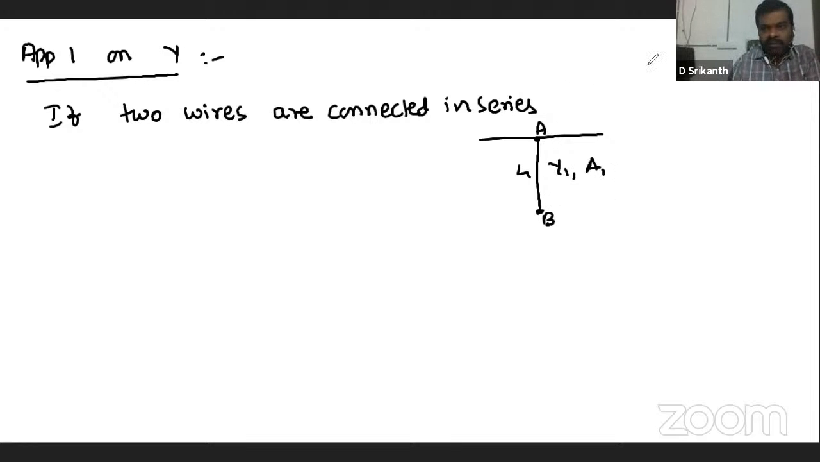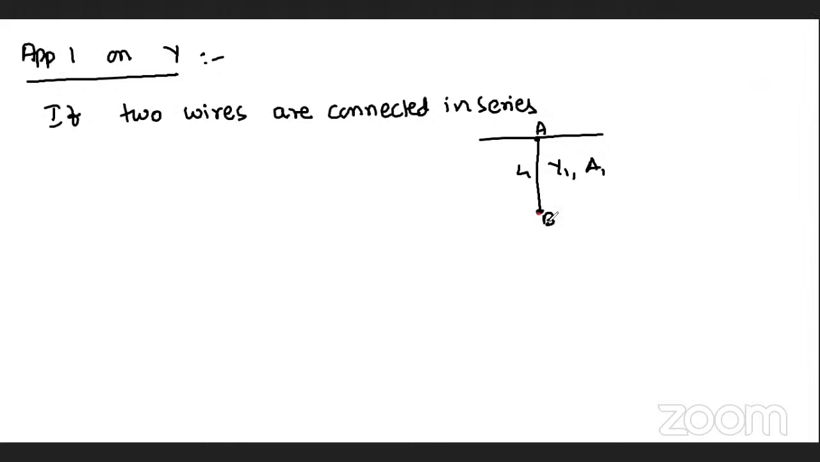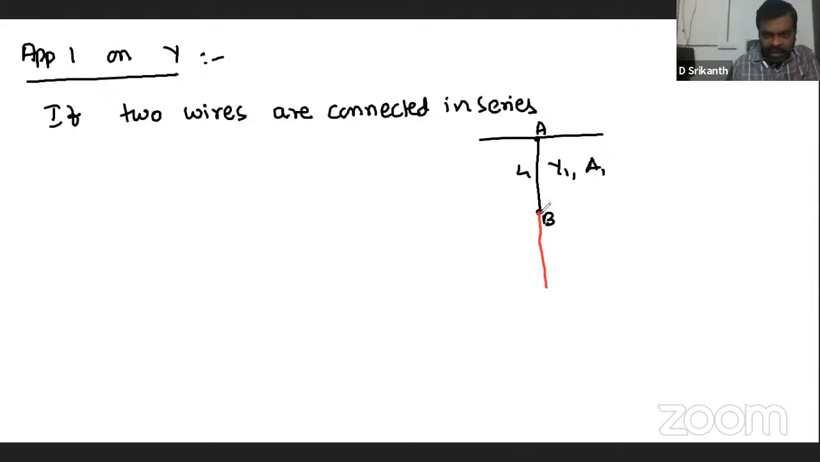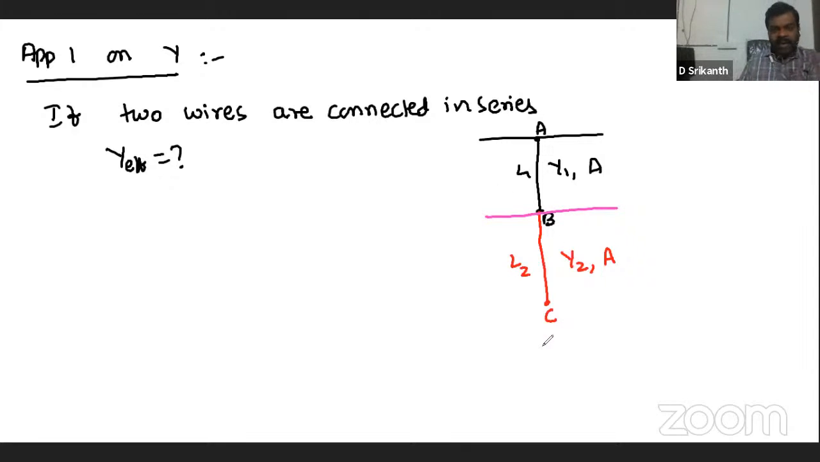With the same area of cross section, I am having another wire having length L2, Young's modulus Y2, and area A. Both are having the same area of cross section. Then I want to find what will be the effective Young's modulus if two wires are connected in series. Up to here it is one wire, AB is one wire and BC is another wire.